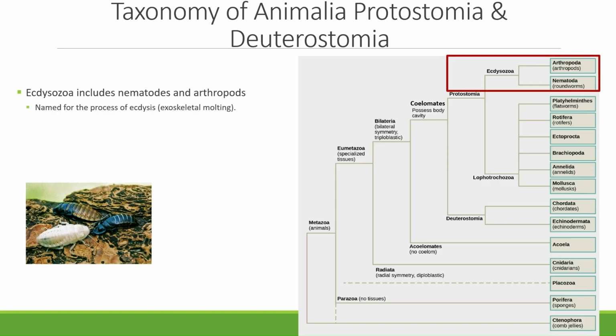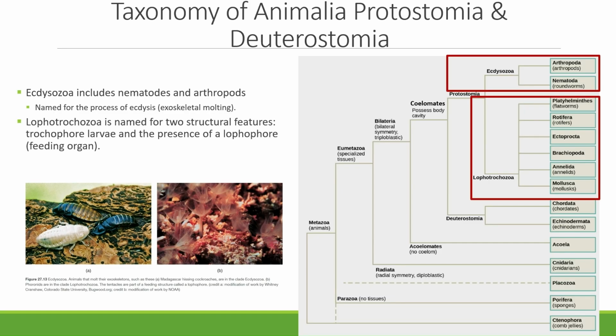The name comes from the process of ecdysis, the periodic shedding of the exoskeleton or cuticle that allows these animals to grow. This molting strategy is a defining feature of the clade and links roundworms and arthropods despite their very different body forms. Also belonging to the ecdysozoa are the nematodes, which covers roundworms such as the hookworms and pinworms.